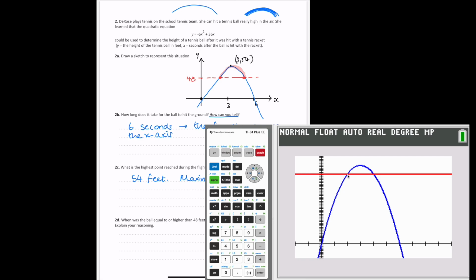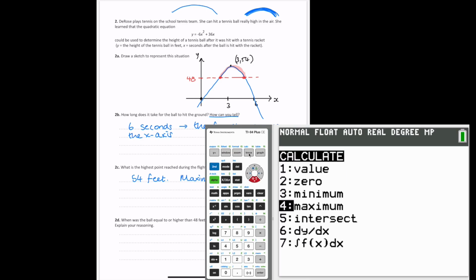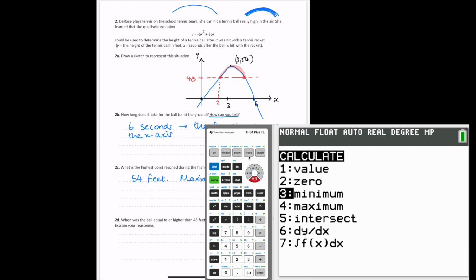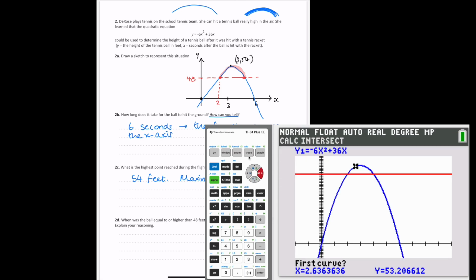Then I want to find what the times are here and here. To do that, I'm doing second function trace, and I want to find the intersections. Let's do the left-hand side first. So the first curve is the curve, then the line, and there's an intersection there at 2. So 2 seconds. Then I want to do the same thing again. So intersect, and let's go towards it. I have the curve and the line, and there's a value there at 4.